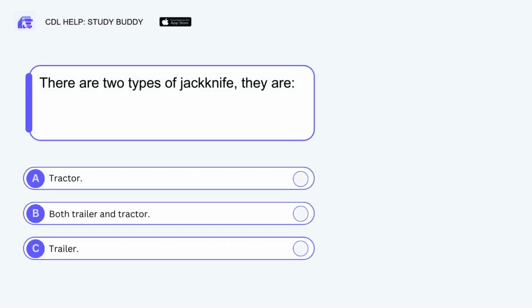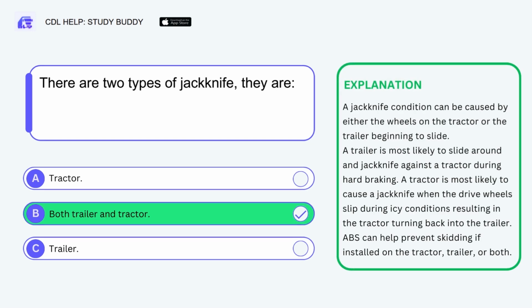There are 2 types of jackknife. They are: a jackknife condition can be caused by either the wheels on the tractor or the trailer beginning to slide. A trailer is most likely to slide around and jackknife against a tractor during hard braking. A tractor is most likely to cause a jackknife when the drive wheels slip during icy conditions, resulting in the tractor turning back into the trailer. ABS can help prevent skidding if installed on the tractor, trailer, or both.